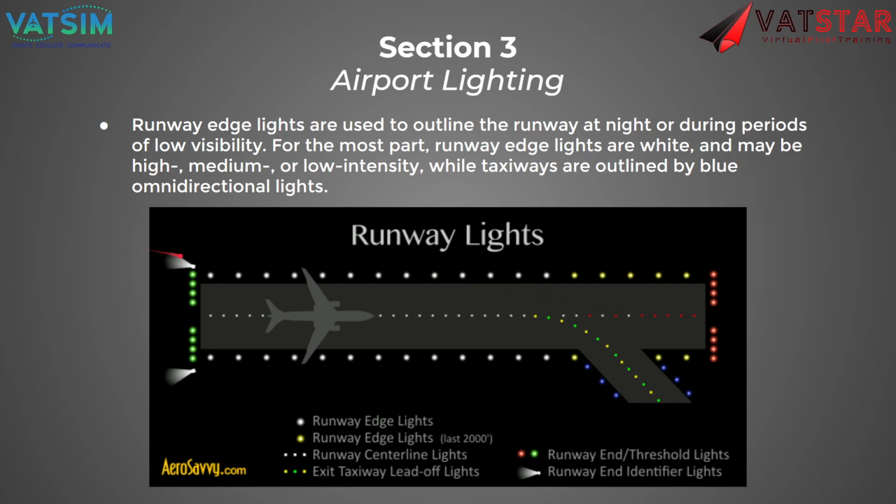At the beginning of the runway, you'll typically have 2 flashing lights that are identifying lights to tell you you're approaching a runway. And on taxiways, you'll typically have alternating yellow and green lights to lead you off of the runway. So those are typically the lights you'll see on a runway.